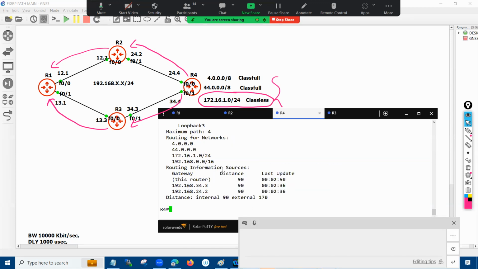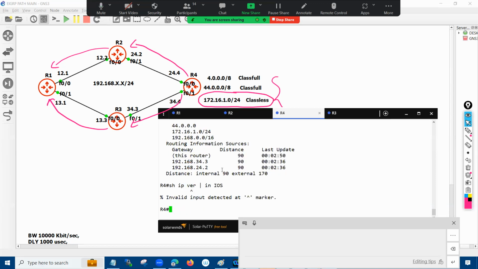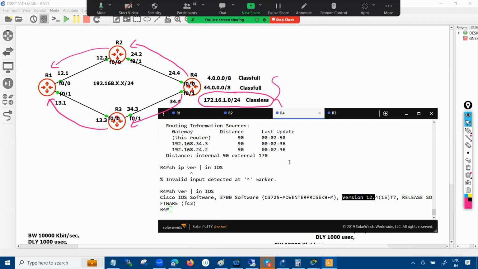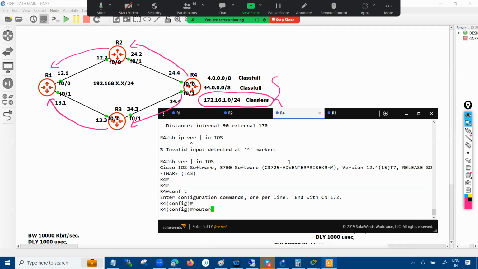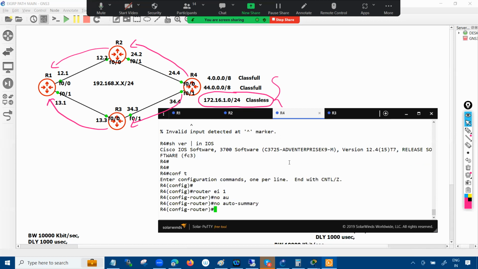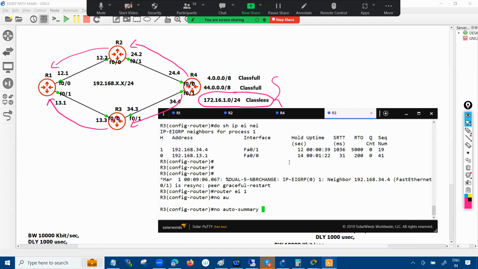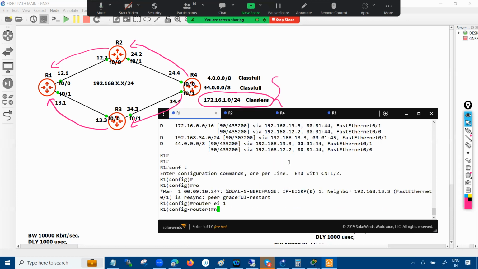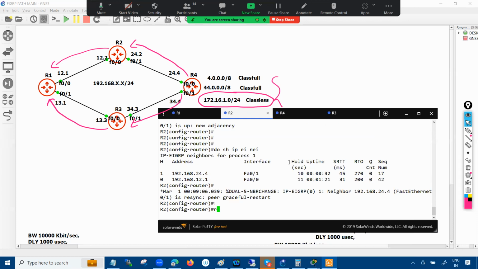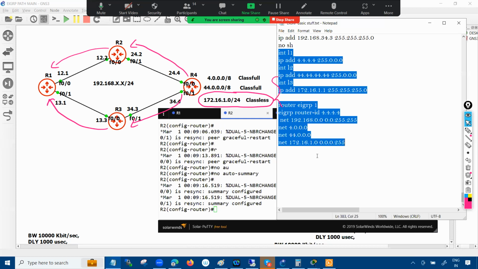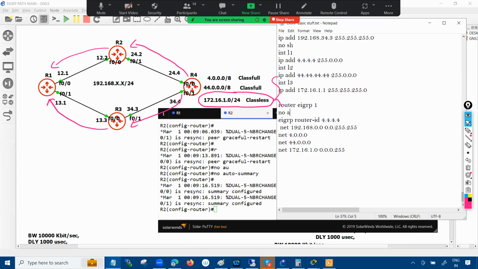So what you have to do is, let me check which version I'm using right now. It's 12.4. That's an older one, so by default in the older versions, auto summary is enabled. So better to do one thing. The good practice is what? I'll say no auto summary. On R3 as well, no auto summary. On R1 as well, no auto summary. On router 2 as well, no auto summary. So on every router, you just need to go and disable the auto summary behavior. No auto summary.